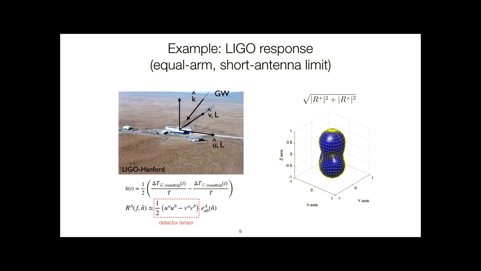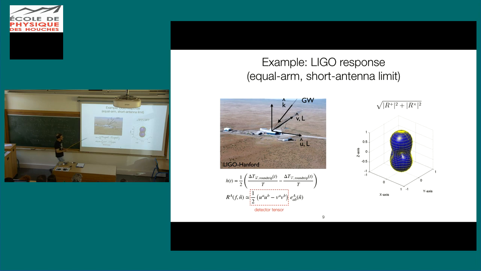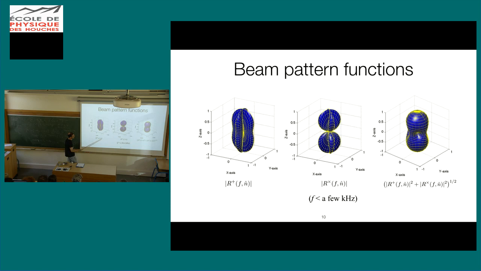And if you plot the beam pattern function for that, which is again the square root of R plus squared plus R cross squared, so basically the response to an unpolarized gravitational wave, you see that it has this peanut pattern, which I think maybe John Veitch or somebody else showed earlier in the week. Now, you can also plot the magnitudes of R plus and R cross individually, and this is what you get. This is for the case, again, where we're working in the long wavelength or short antenna limit, and then this is just the figure that I showed before.